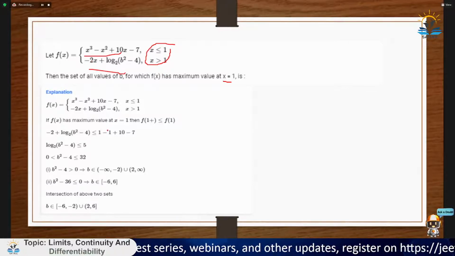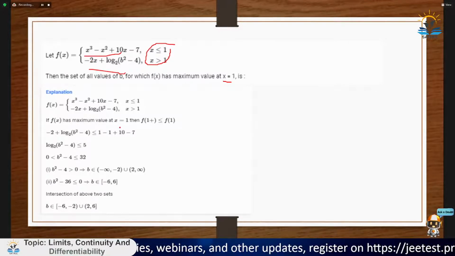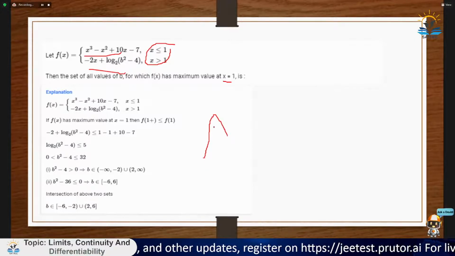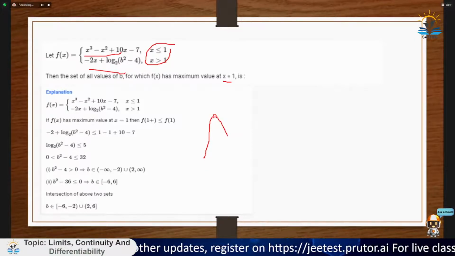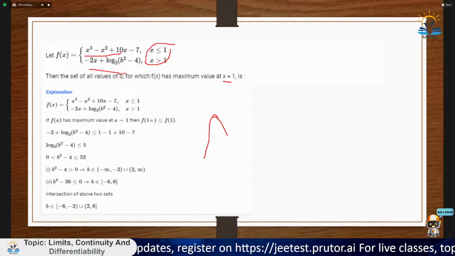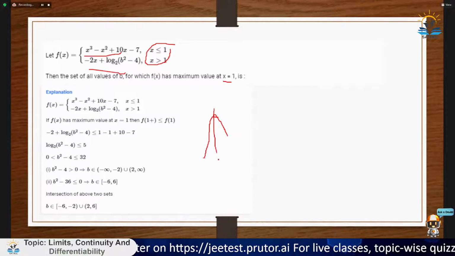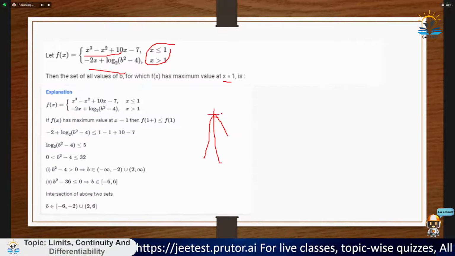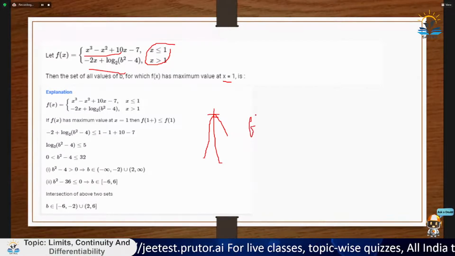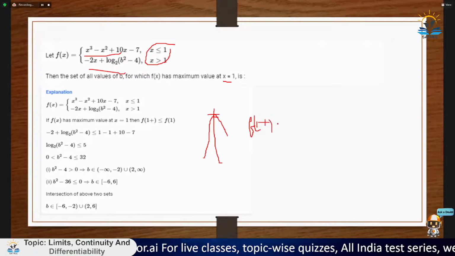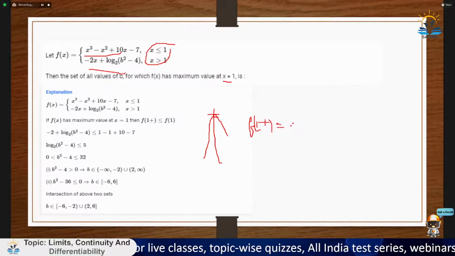this definition. So what I need is that f(x) has a maximum value at x equal to 1. So it should go like this, and at x equal to 1, it should turn like this. So basically f of 1 minus is this thing, and this is f of 1 plus. So f of 1 plus should be less than f of 1, because I'm saying that at x equal to 1, my f(x) has a maximum value. So I am saying that f of 1 plus should be less than or equal to f of 1.